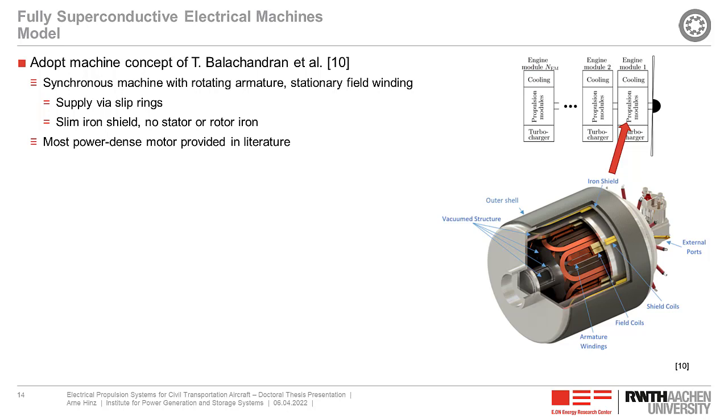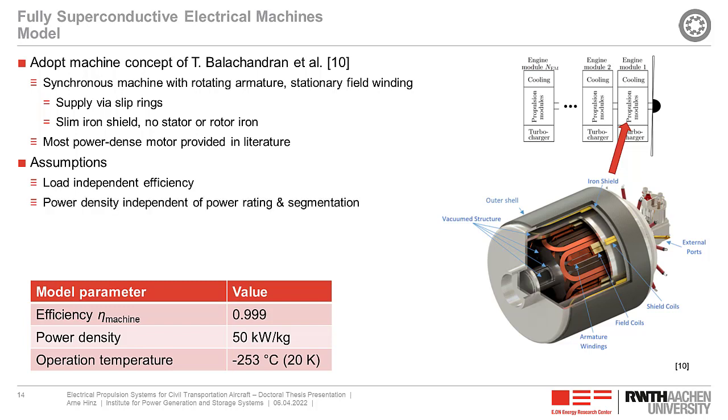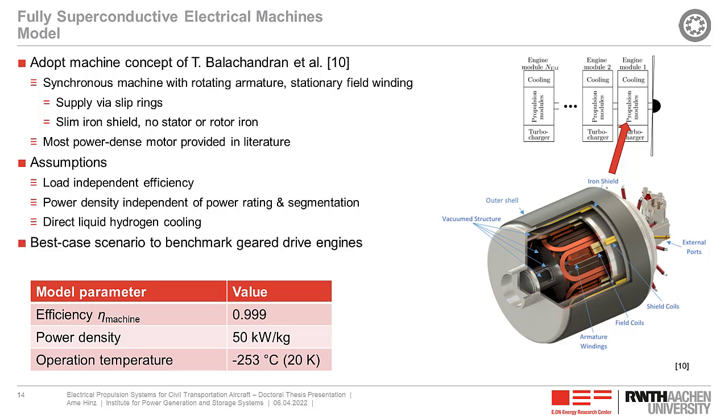This is the most power-dense motor which we found in literature, and the authors claimed that they can reach with this motor an efficiency of 99.9%, a power density of 50 kilowatt per kilogram at an operation temperature of minus 253 degrees C. We further assume that this efficiency is load independent. Further, that the power density is independent of the power rating and the segmentation which applies for the direct drive engine. Further, we assume that we can apply direct liquid hydrogen cooling. And by this, we obtain a best case scenario to benchmark the gear drive engines later on.